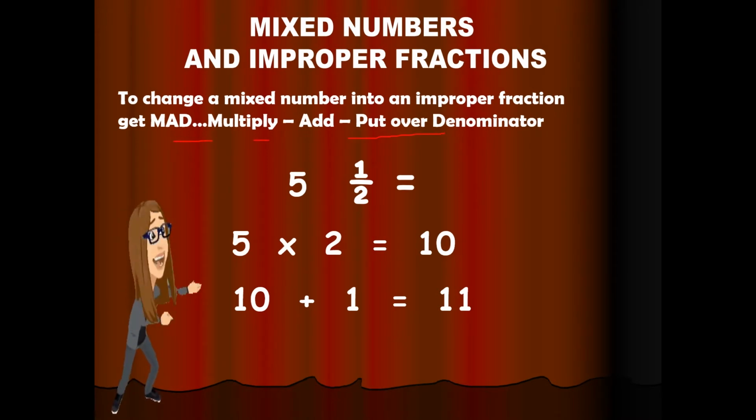So in this example, we have 5 and 1 half. The first rule is to multiply. Multiply the whole number with the denominator. So 5 times 2 is 10.